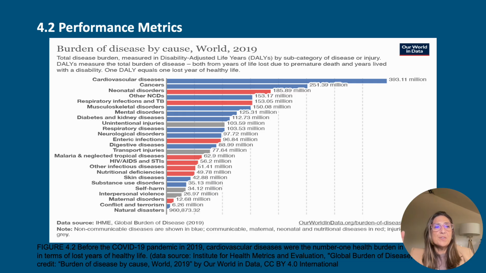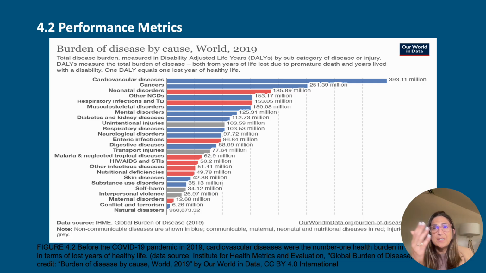Before the COVID-19 pandemic, cardiovascular disease was the number one health burden in terms of years of life lost. And we can now see how this is changing based on different burdens of disease that are impacting us throughout the years. So this was from 2019.